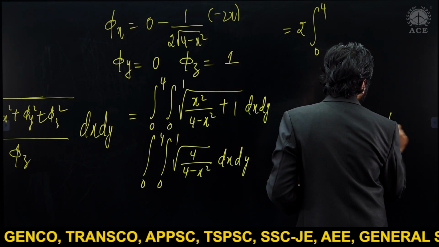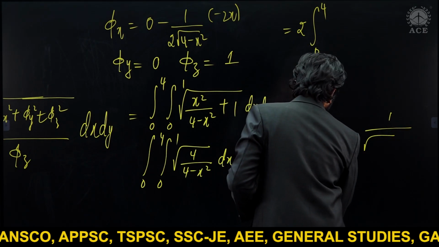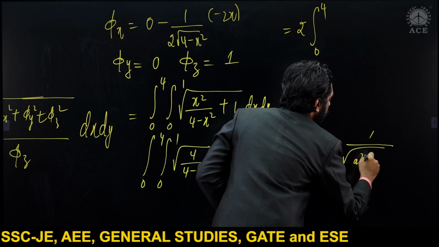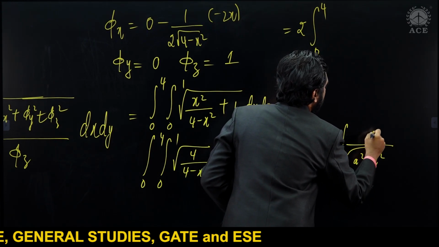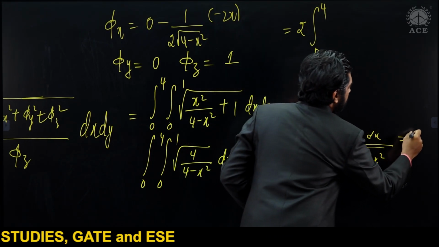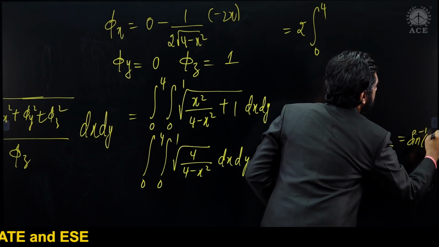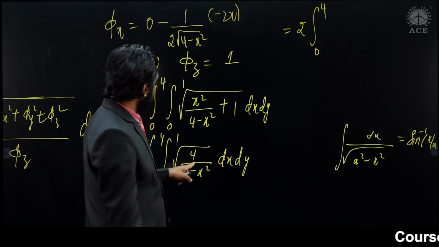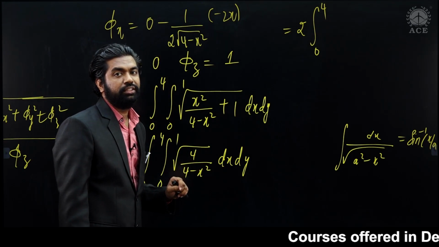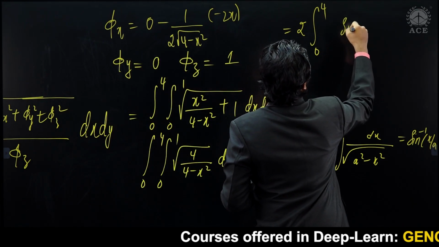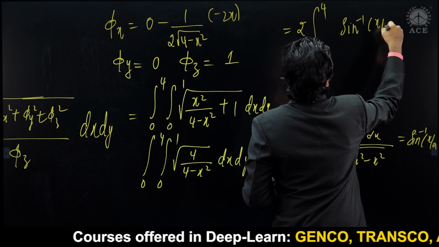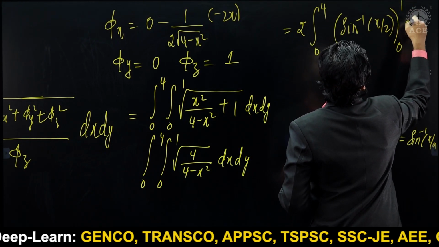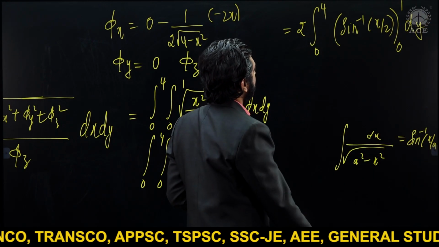So we have a formula like this here. Have a look at this formula, 1 by root of a square minus x square. What is the integration of this? The integration of this is simply sine inverse x by a. So use this result. What would be the integration of 1 by root of 4 minus x square? It would be sine inverse x by 2, and the limits are 0 to 1, and then you have got one more integration with respect to y.